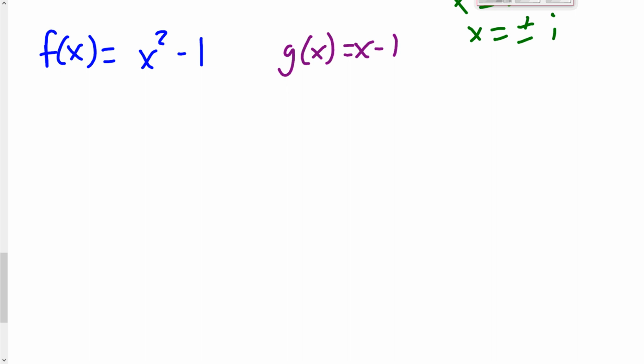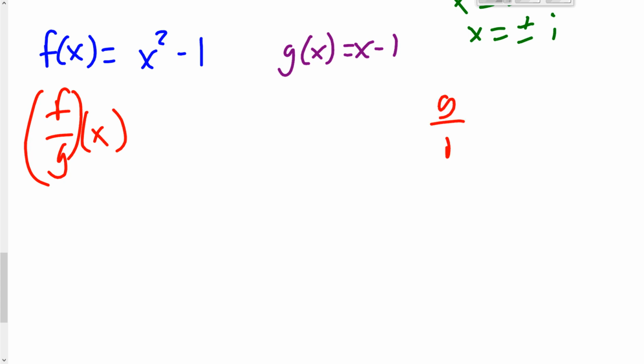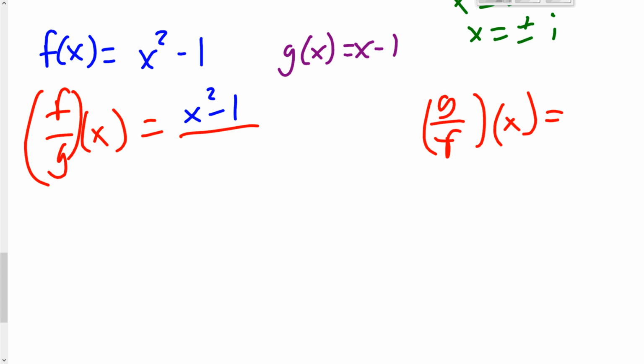Okay, so here's a problem for us. We have f of x is x squared minus 1 and g of x is x minus 1. Okay, and we're going to do f of g of x, and then we'll do g of f of x. So this one, I've got to take f on top, so x squared minus 1, and then divide that by g of x, which is x minus 1.